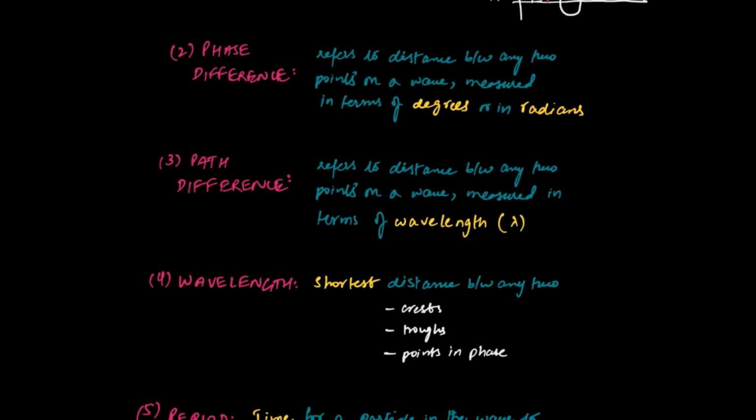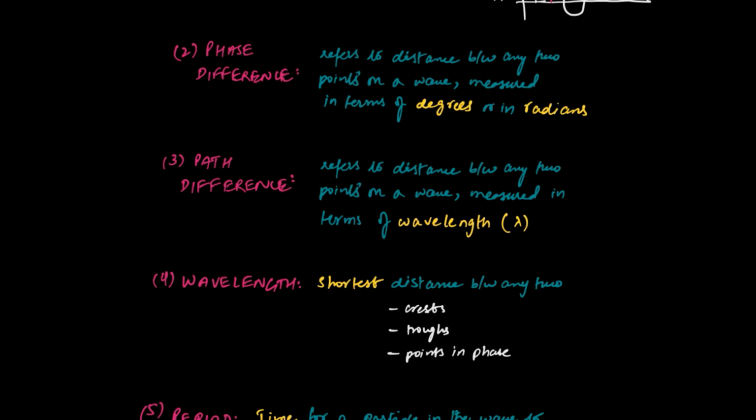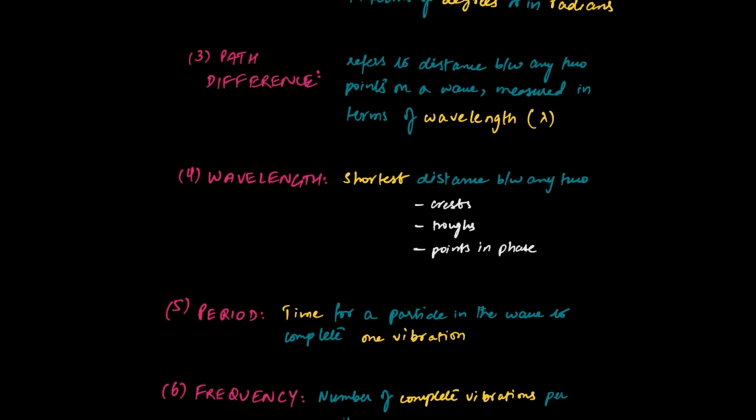Path difference was again discussed earlier. So it refers to the distance between any two points on a wave measured in terms of wavelength or lambda. And exactly what is wavelength? Wavelength is the shortest distance between any two crests, between any two troughs, or between any two points in phase.